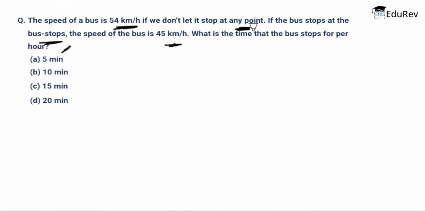Now the relation between distance, speed and time is what? We know that speed is distance upon time. Therefore we have that distance is speed into time. As the speed of the bus is 54 kilometers per hour, it will cover 54 kilometers in 1 hour. Similarly, when we let the bus stop, it will cover 45 kilometers per hour. Therefore, due to stoppages, it covers 9 kilometers less.